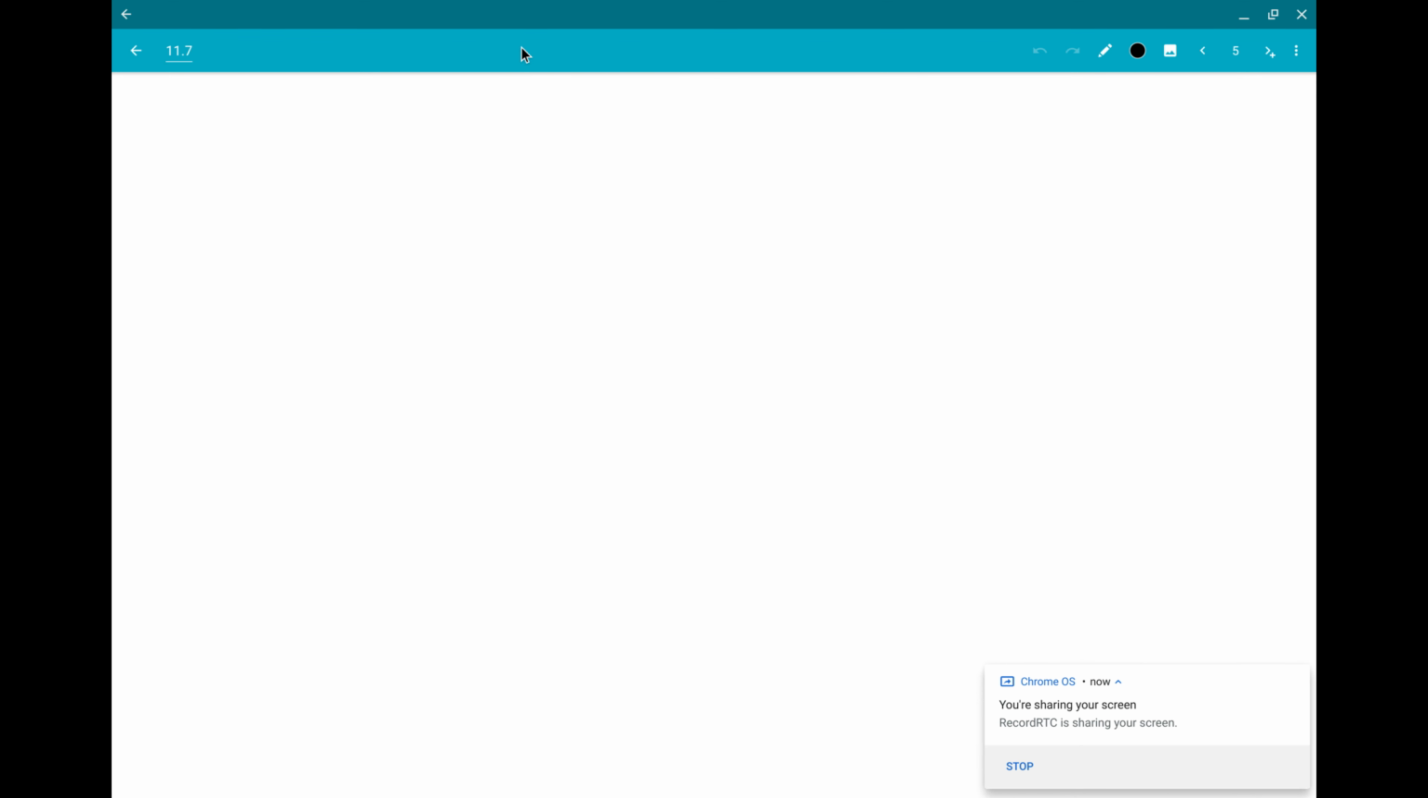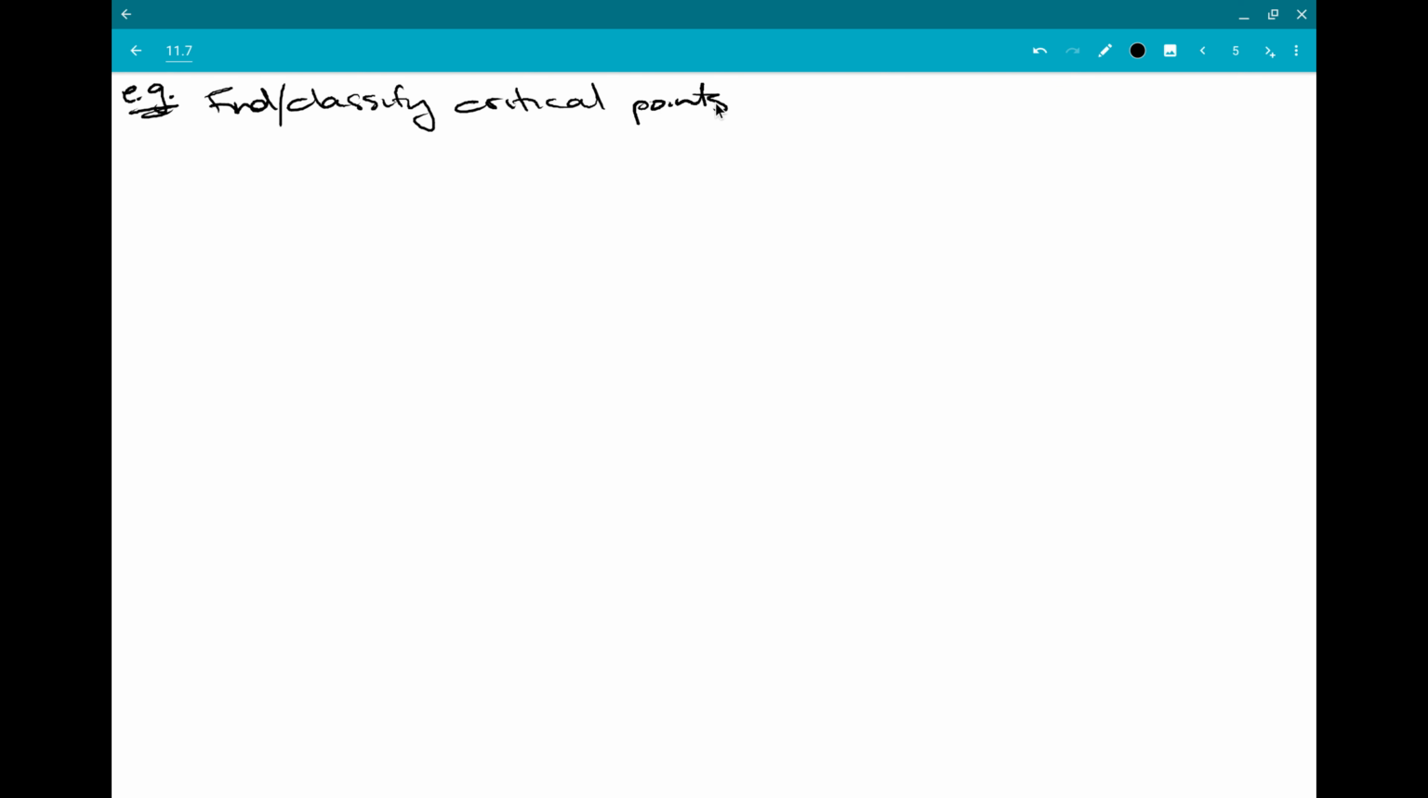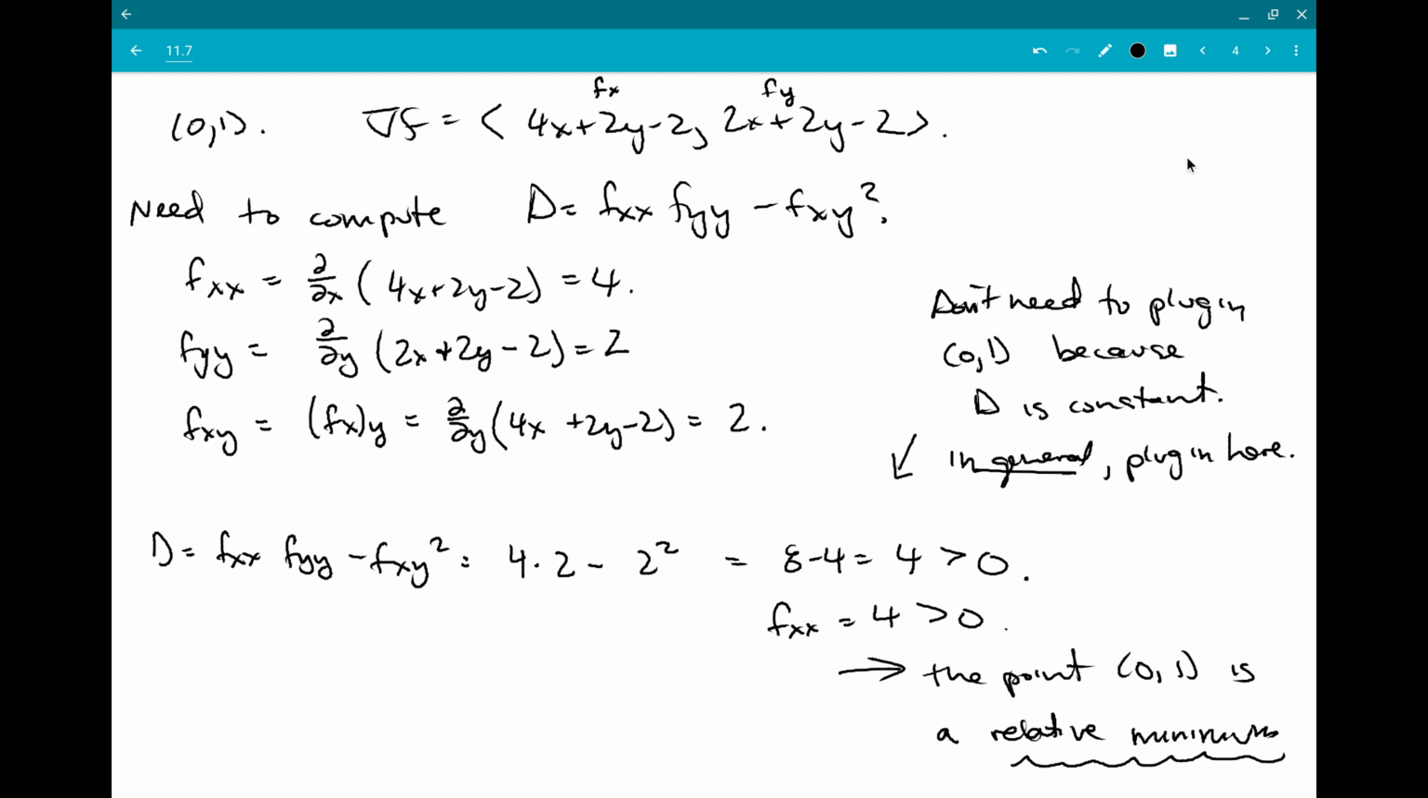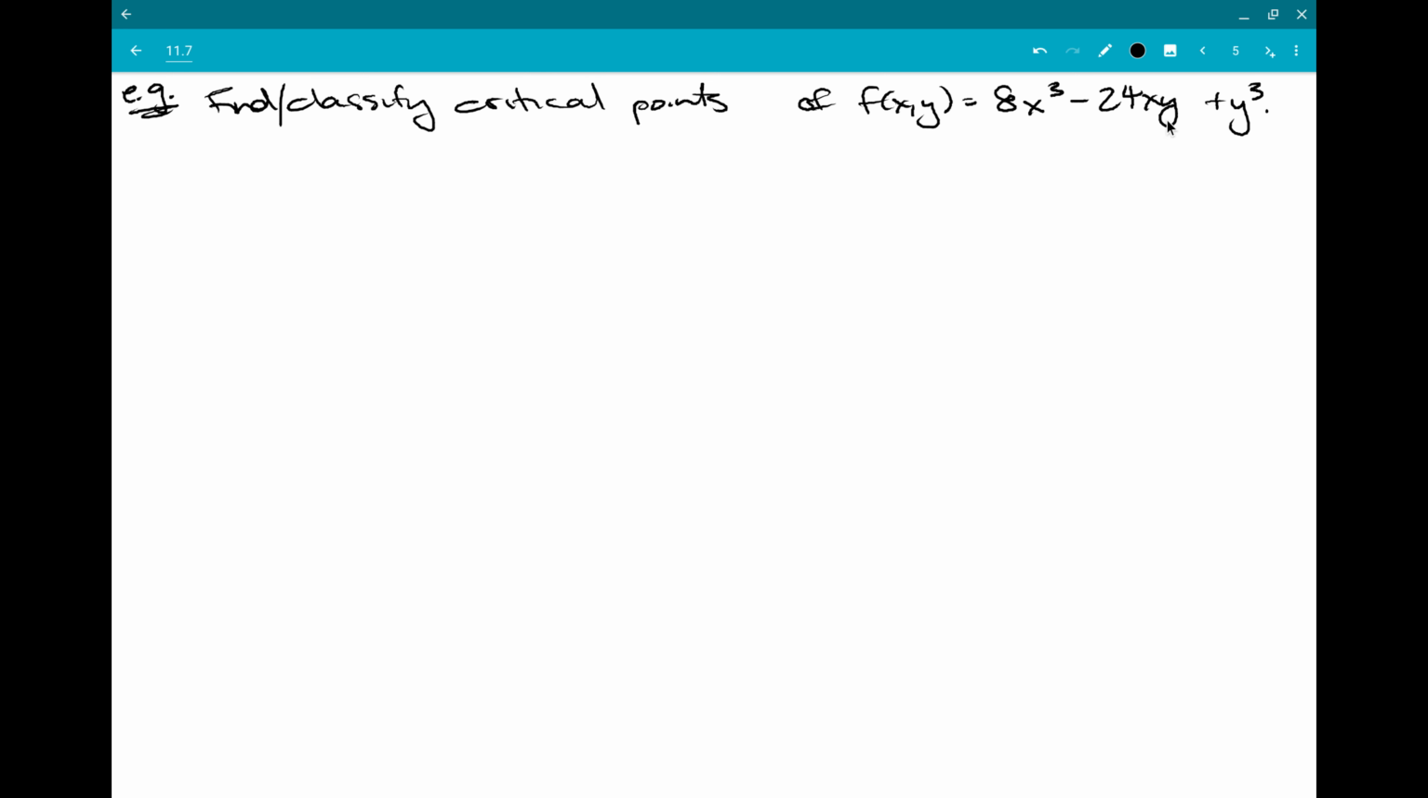This is going to be a little bit more complicated example for us. Still finding and classifying. Classify critical points. But this time our function is going to be given by 8x cubed minus 24xy plus y cubed. And unlike our previous example where we only got 1 point, this is going to give us more than 1 point. So we actually have to do that plugging in values to the discriminant thing.